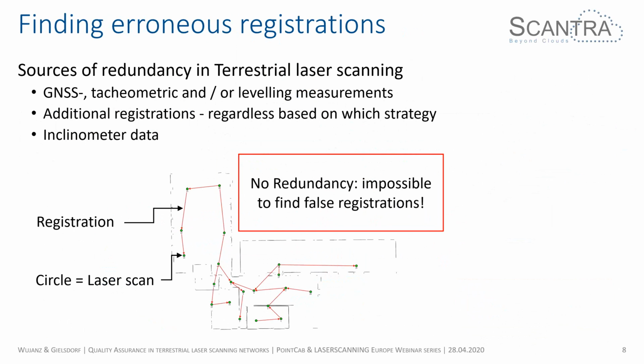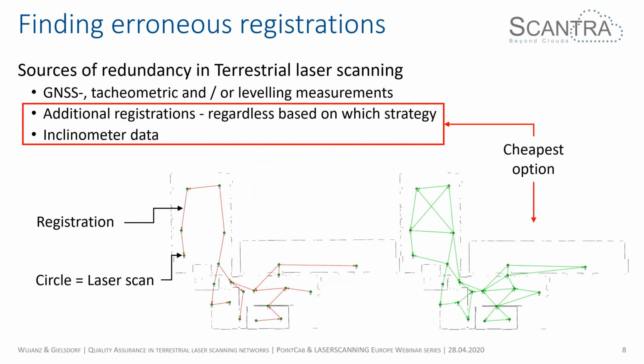So if we take this very small example and then introduce some redundancy, it's going to look like this. I'm adding some crosslinks in between different scans so that I receive a self-controlling environment or network configuration. The cheapest option to introduce redundancy is to add more registrations if possible. So whenever you're in the field and you see the chance to have some crosslinks, some loop closures, I highly recommend doing this, because you could, of course, try to be quicker in the field, but once an error occurs, you will waste a lot more time in the office trying to find that error.